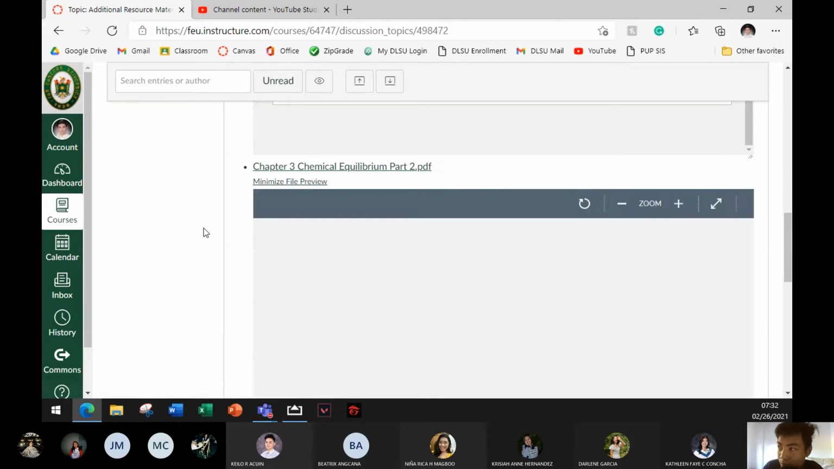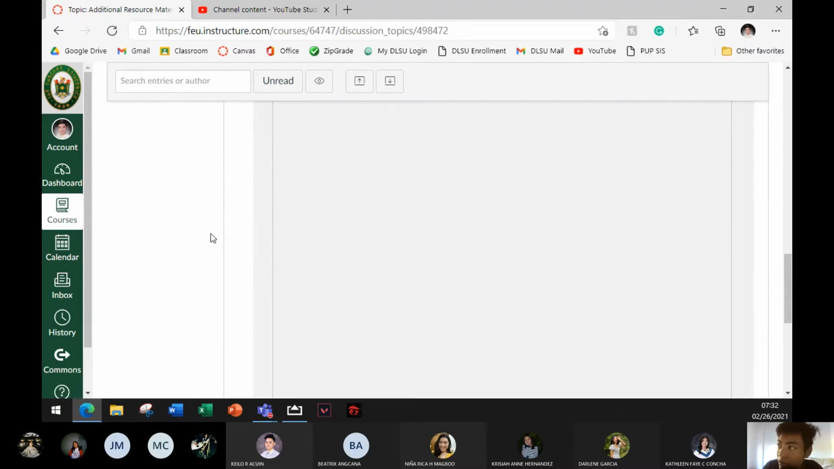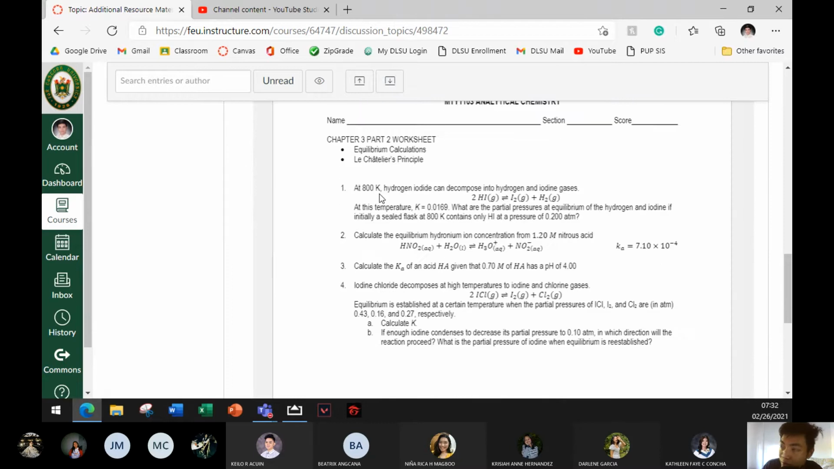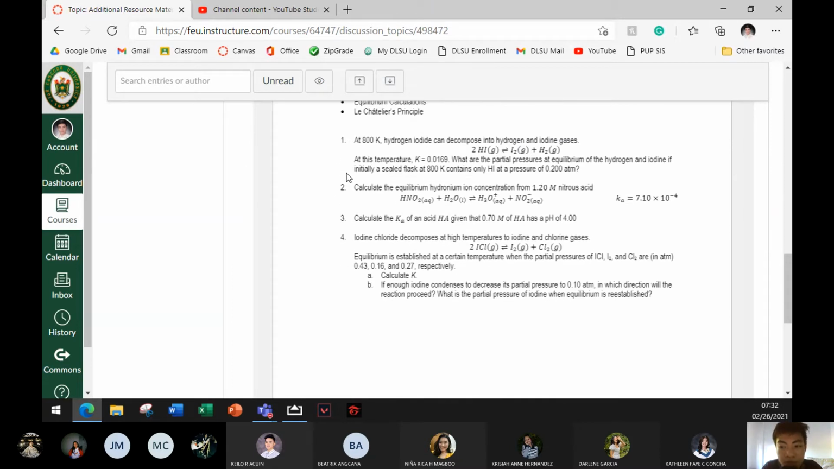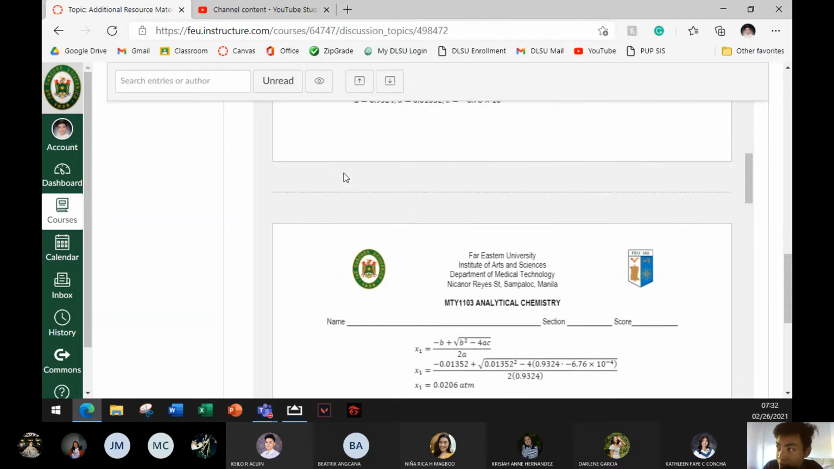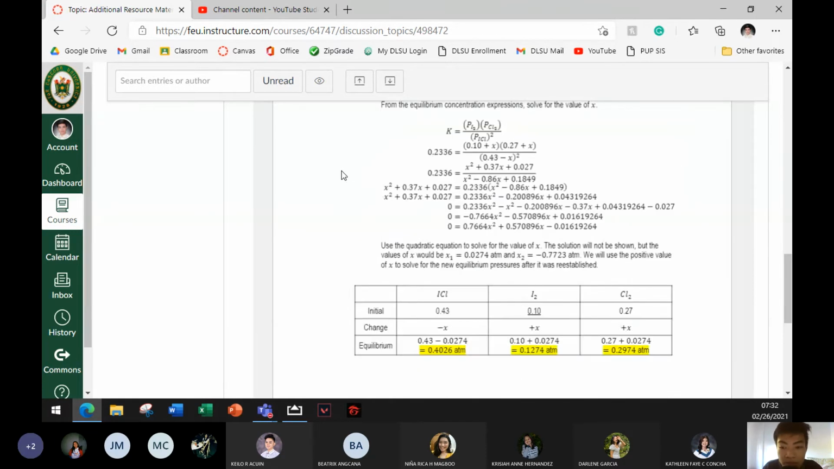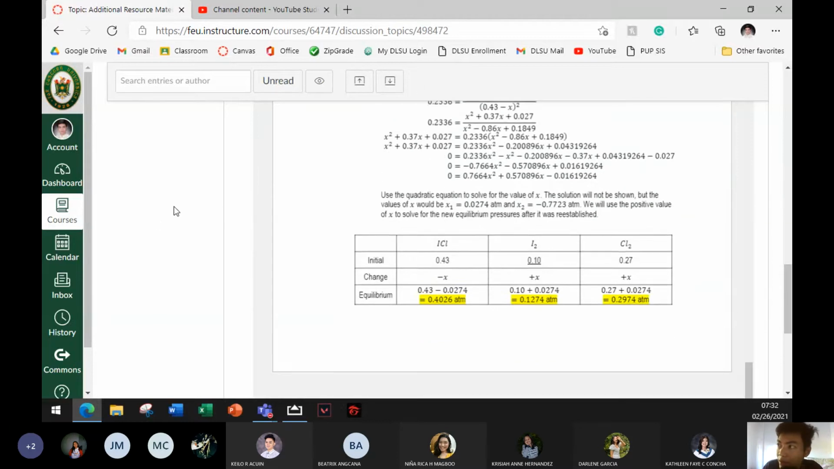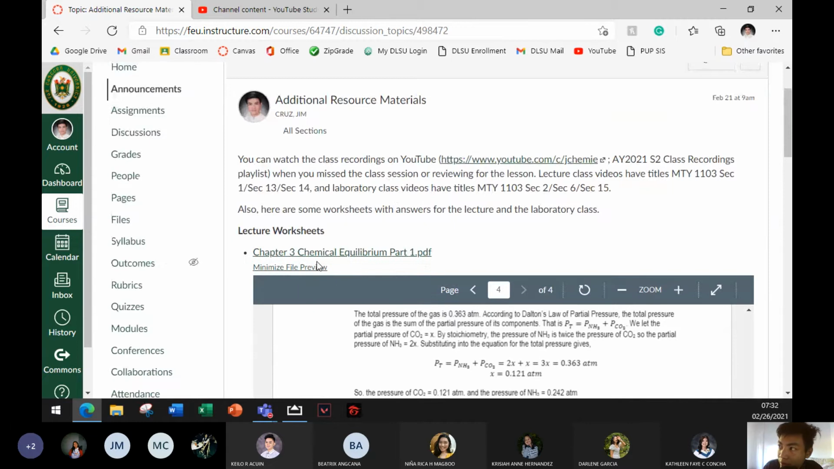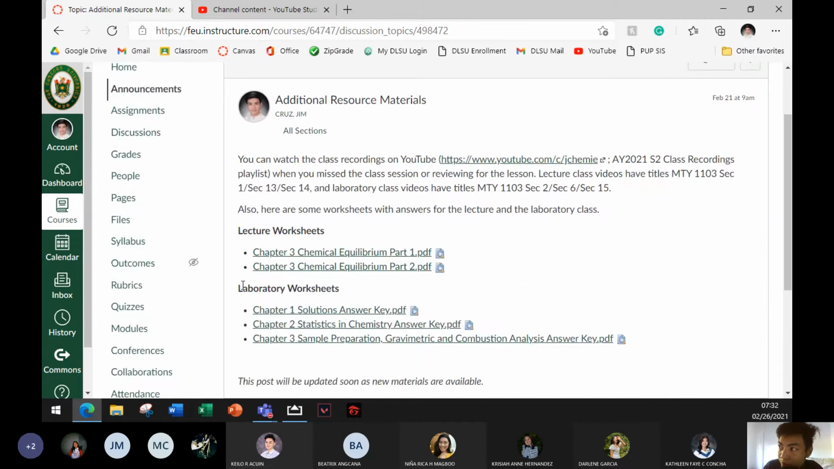Same thing for part 2. There are some questions here on the front, and then the solution will be posted on the succeeding pages, complete solution. Hopefully this will help you when you're taking the assessment. Other than the lecture, I also posted here some laboratory worksheets. Just in case you want some more examples in the laboratory, I also posted them here.